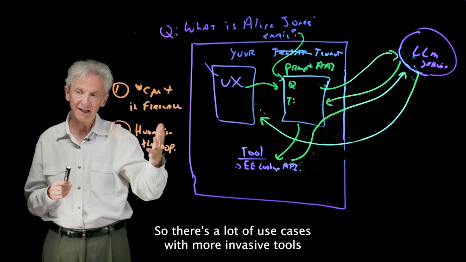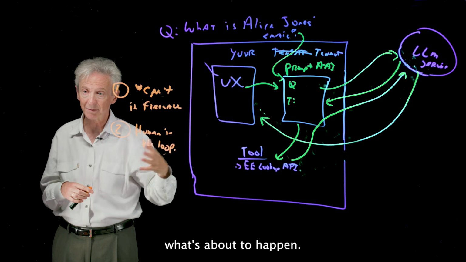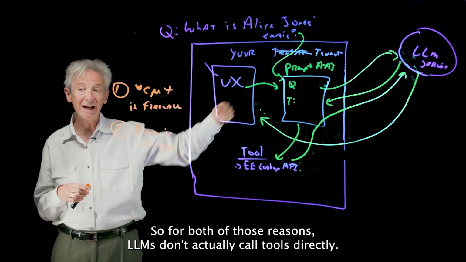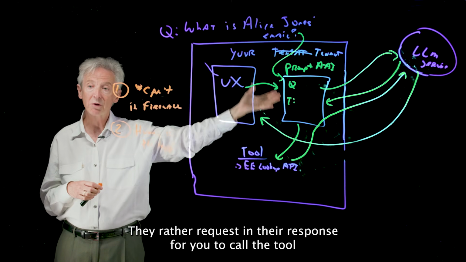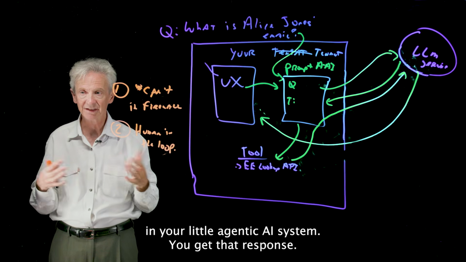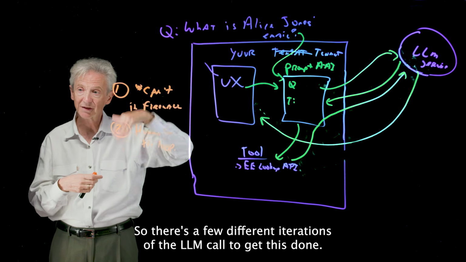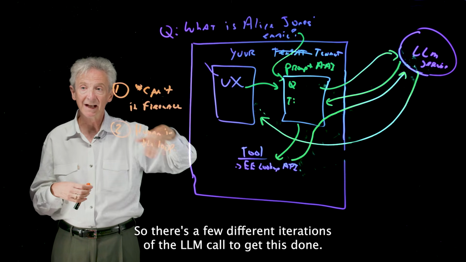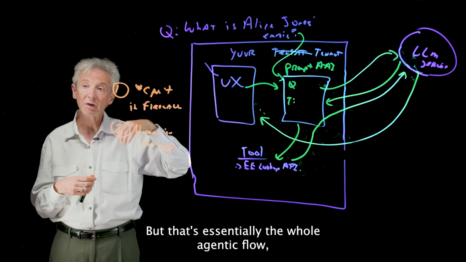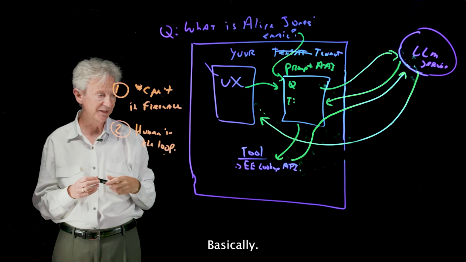So there's a lot of use cases with more invasive tools where you're going to want the human to review what's about to happen. So for both of those reasons, LLMs don't actually call tools directly. They rather request in their response for you to call the tool. You, in your little Agentic AI system, get that response, call the tool, get a response back, and send it back to the LLM. So there's a few different iterations of the LLM call to get this done, but that's essentially the whole agentic flow relative to calling tools, basically.